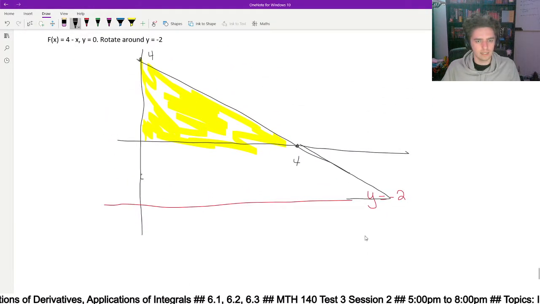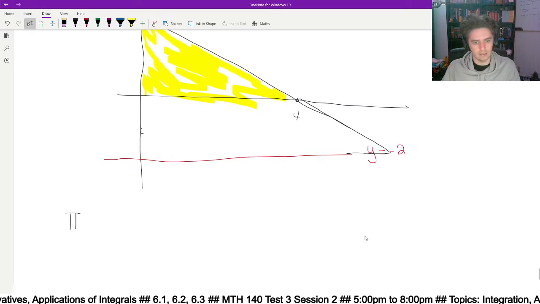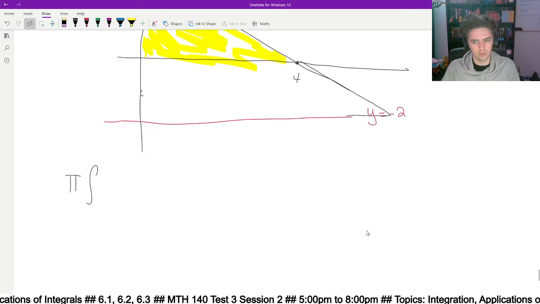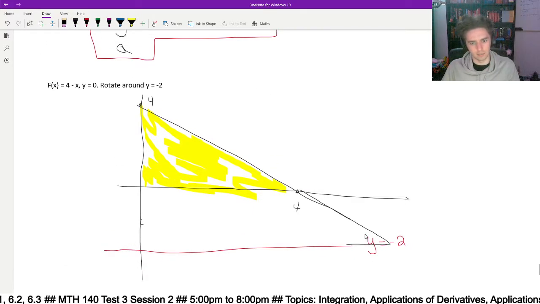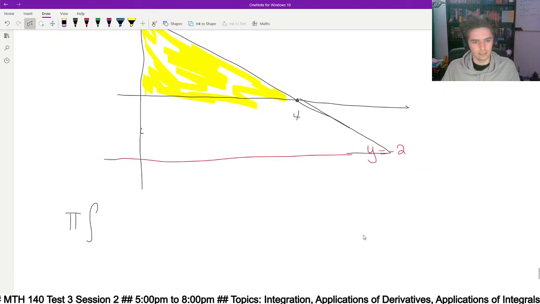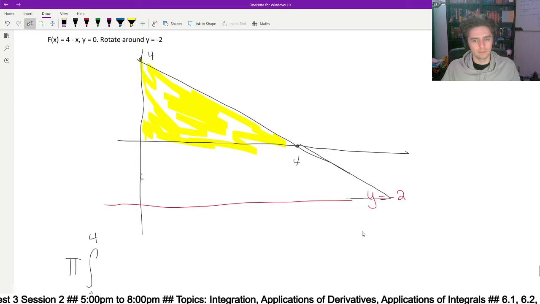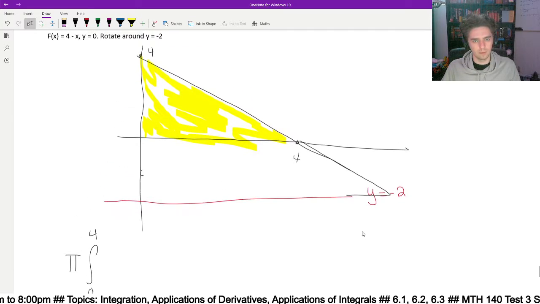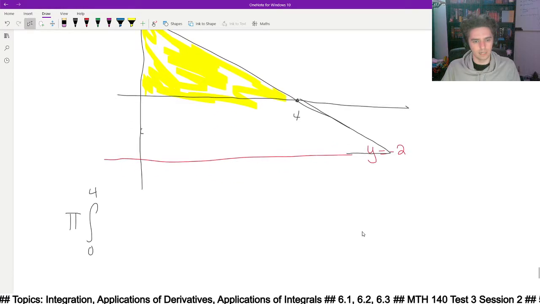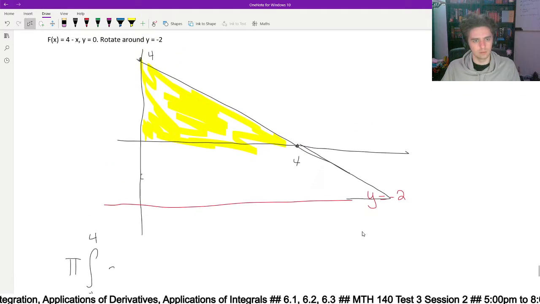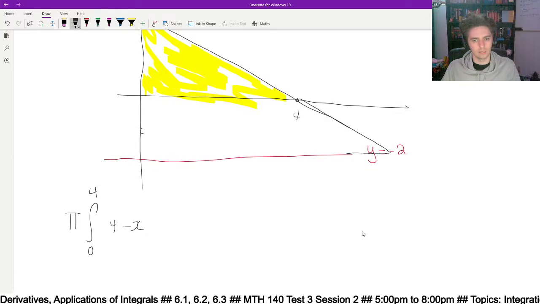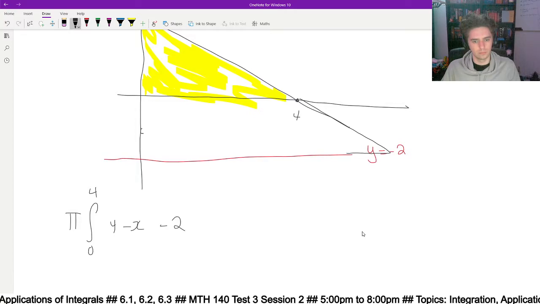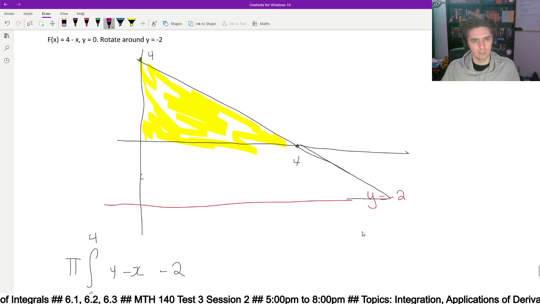So this is going to be pi times the integral from 0 to 4, obviously, because that's where the region ends. The upper radius, which is 4 minus x, or x minus 4, sorry, no, 4 minus x, minus the lower radius. And the lower radius is just going to be 2, because this distance is 2.